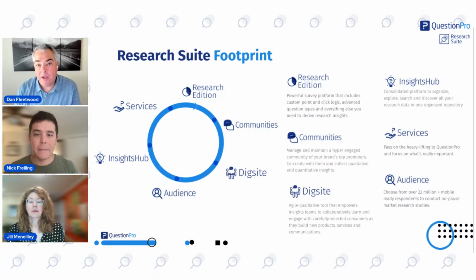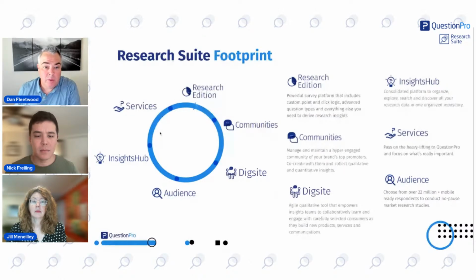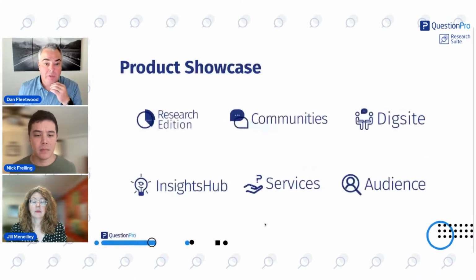And then last but not least, we have an audience platform and also different panels where, if you don't have respondents, we can find them for you in a variety of different criteria and everything from B to C. So these are all things that we can do underneath the Research Suite footprint. And what I wanted to talk about today is a product showcase. So we'll be talking about the majority of these in some capacity.